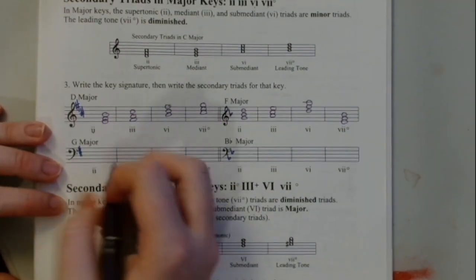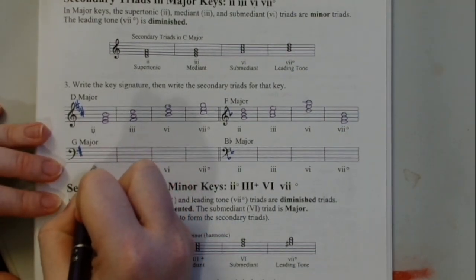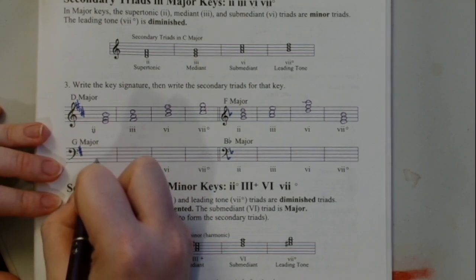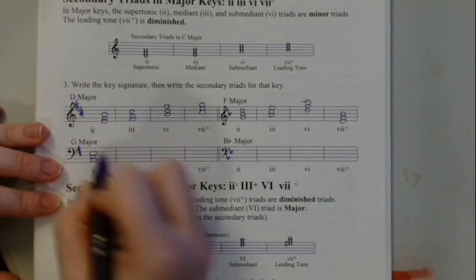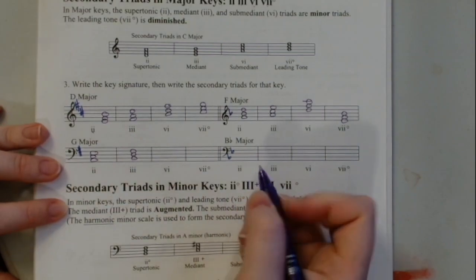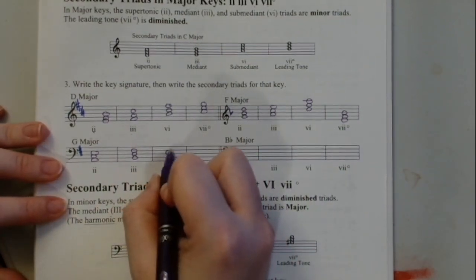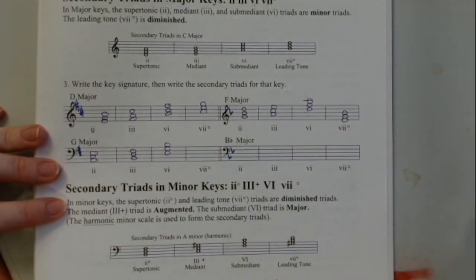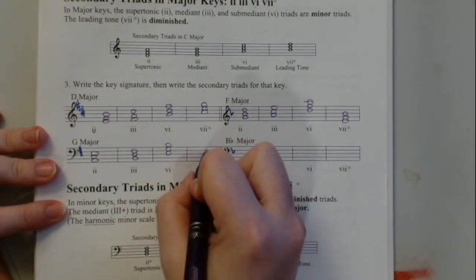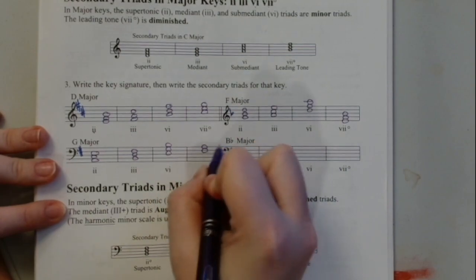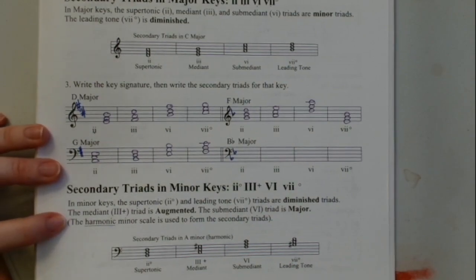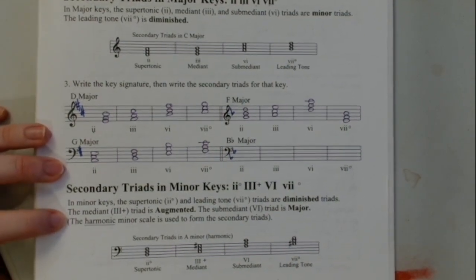For G major, your 2 chord is going to be A, C, E. Your 3 is going to be B, D, F sharp. And your 6 is going to be E, G, B. Oh, and your 7 is going to be F sharp, A, C. And last one for your major is going to be B flat major, 2 flats, B flat, E flat.